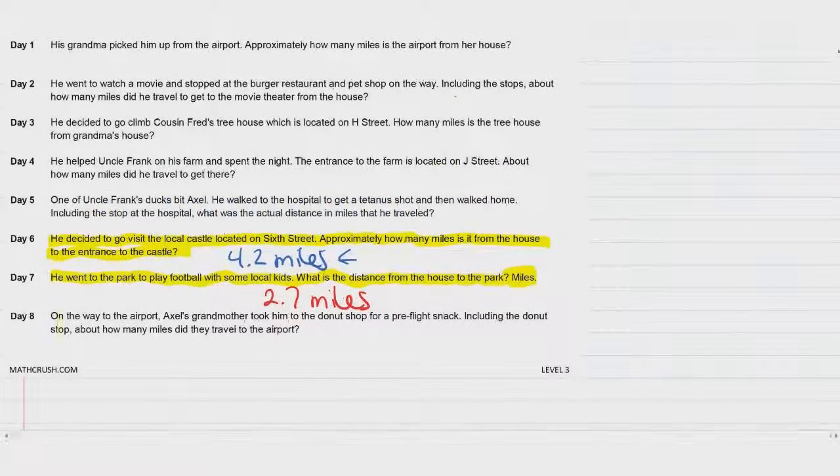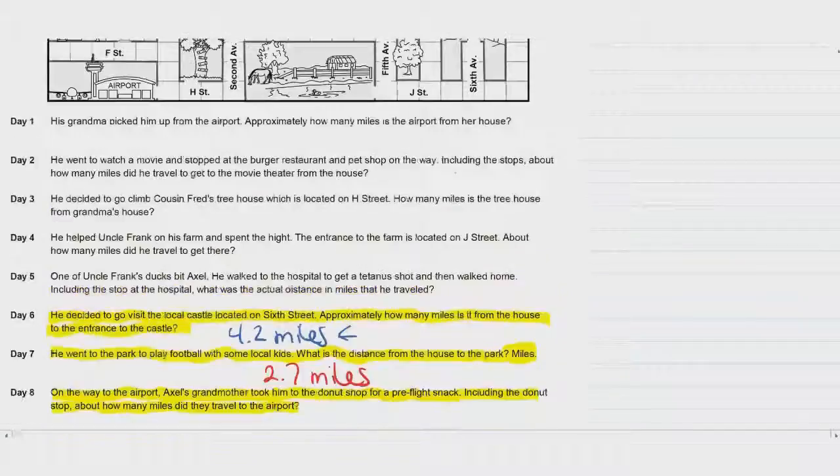Day 8, on the way to the airport. So Axel is leaving his grandmother. His grandmother's all upset. "Oh, I'm gonna miss you, Axel." And Axel says, "I'm gonna miss you too, Grandma." Okay, so on the way to the airport, Axel's grandmother took him to the donut shop for a pre-flight snack. What a cool grandma, giving him donuts, including the donut stop. About how many miles did they travel to the airport?